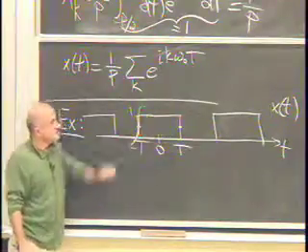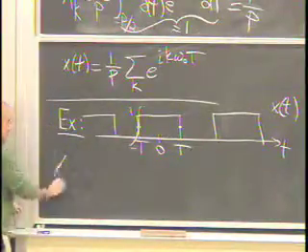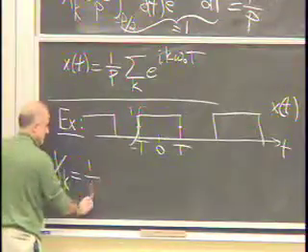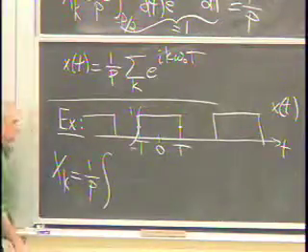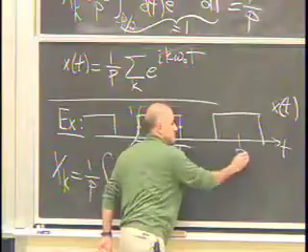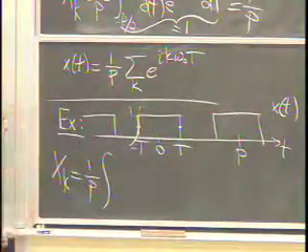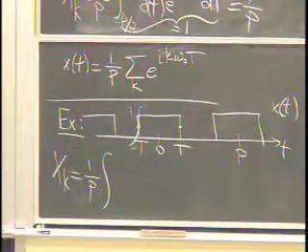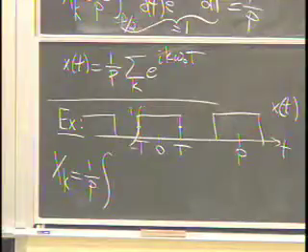But find me the coefficients for this. xk equals 1 over p. What's the interval you pick? So this is p. I'm assuming p is sufficiently larger than t that you don't have overlaps between adjacent ones.